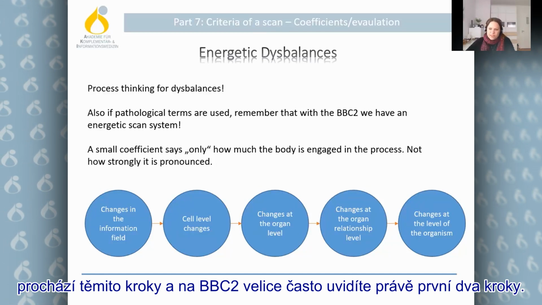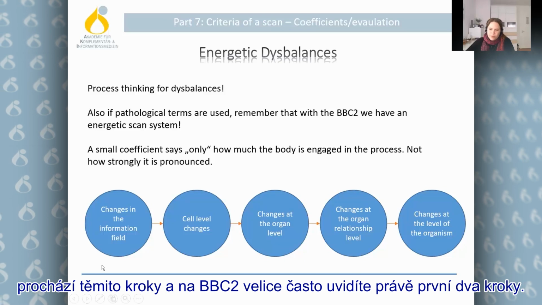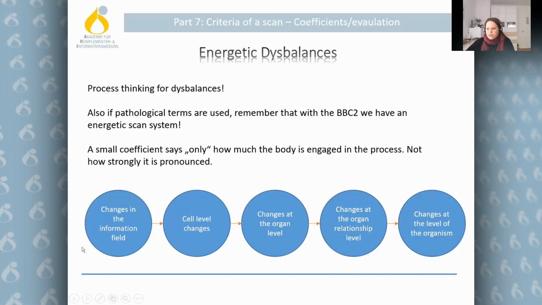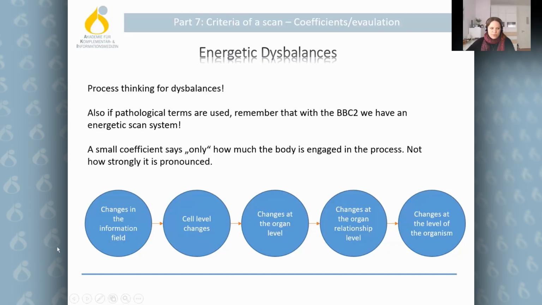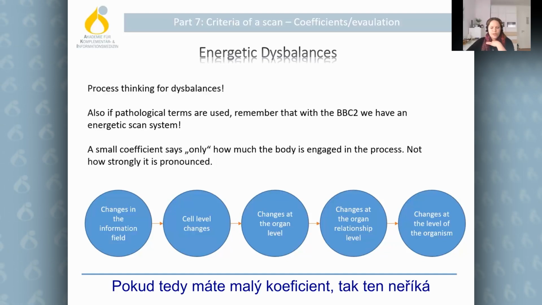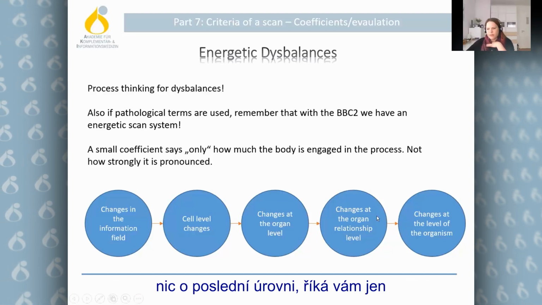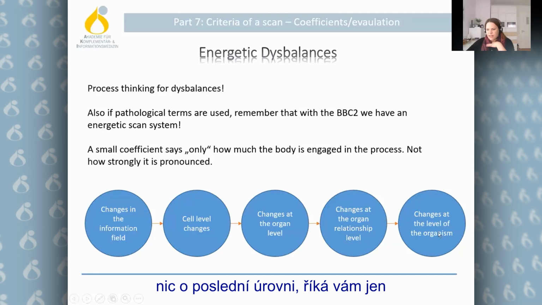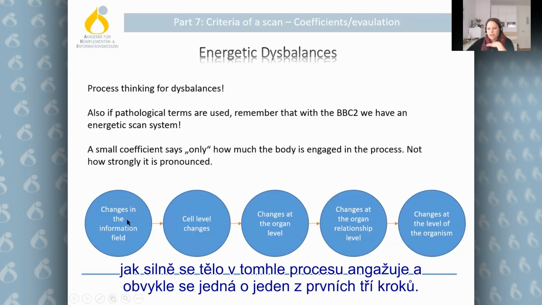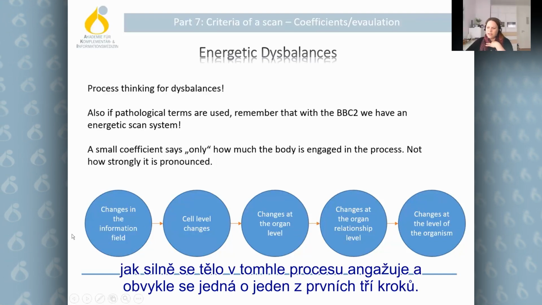And you will see in the BBC really often the first two steps of the processes. So when you have a low coefficient, it doesn't tell you that it's at the last level. It's just telling you how much the body is dealing with this process at the moment. It's normally in the energetic field more in these first three steps.